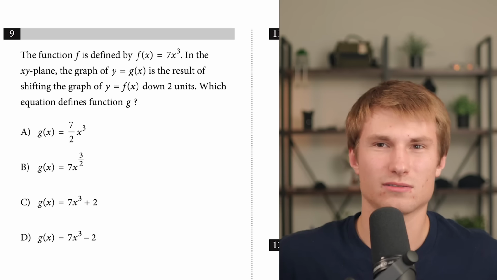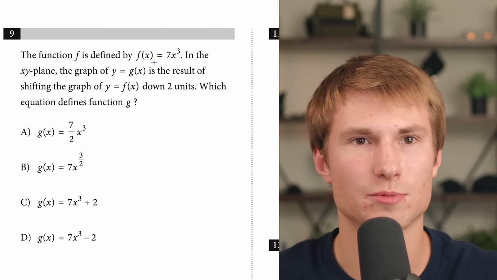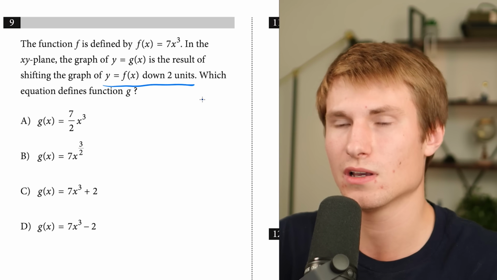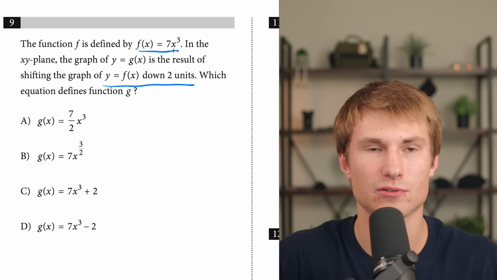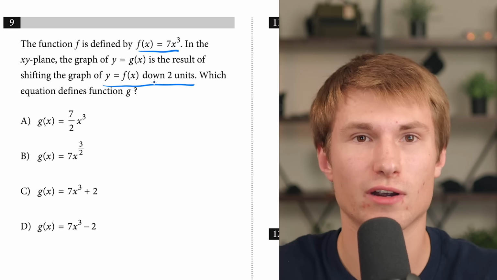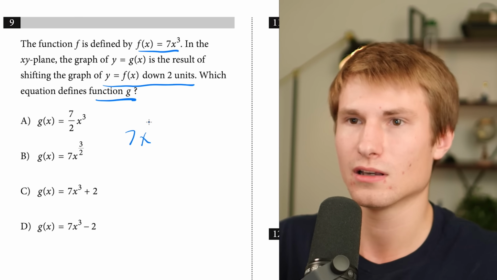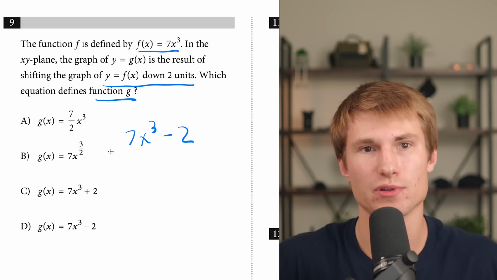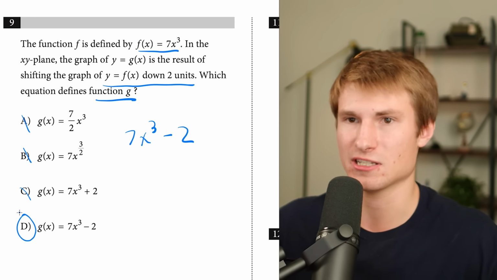All right, now we've got question number 9. Function f is defined by f of x is equal to 7x cubed in the xy plane. The graph of y equals g of x is the result of shifting the graph of y equals f of x down 2 units. You saw me talk about this in the last section. Transformations, pay close attention to them. Which equation defines function g? Well, that's going to be 7x cubed, and now we're shifting it down 2 units, so all we're doing is subtracting 2. So A is wrong, B is wrong, C is going to be wrong as well, and our answer there would be answer choice D.